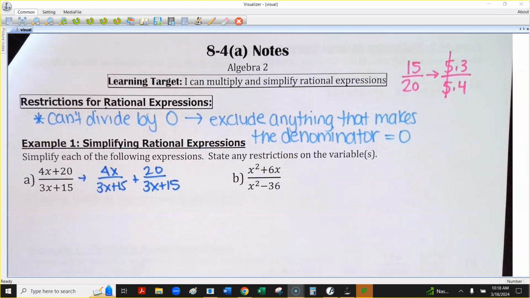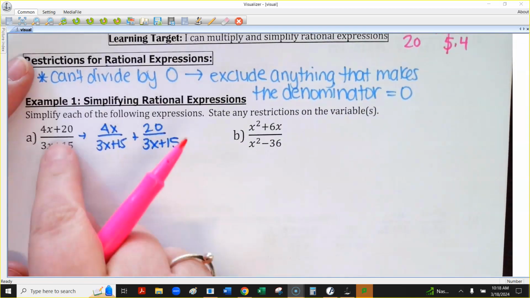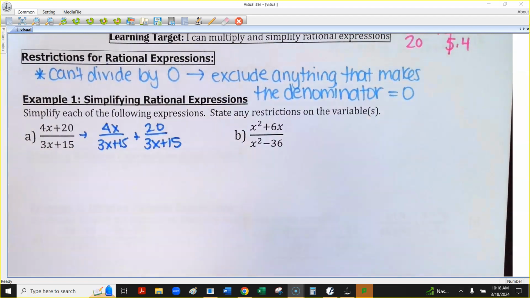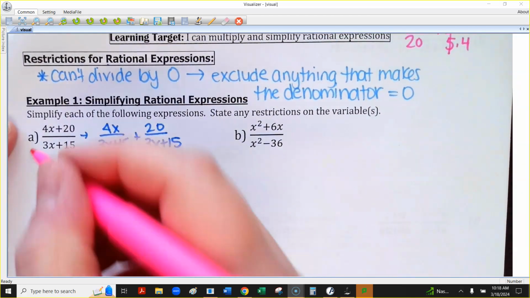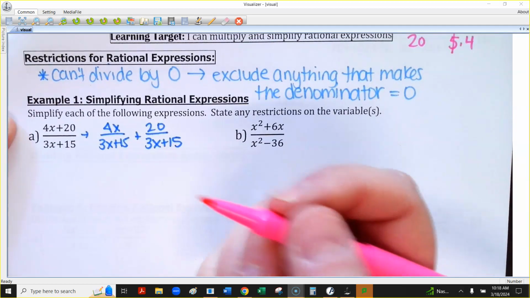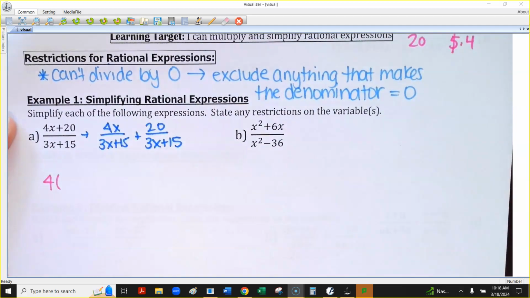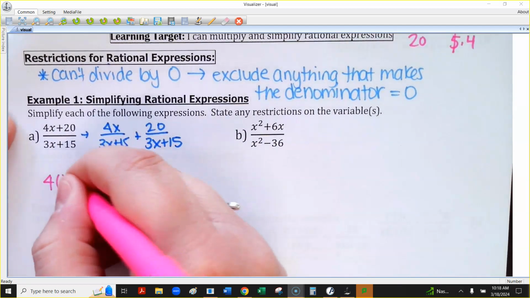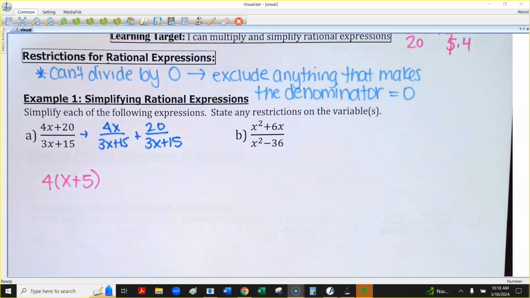Okay, so the very first problem we have here is not quadratic. It's just like 4x plus 20. So what do 4x and 20 both have in common? 4, right? What would be left if I took a 4 out of both of those terms? X and 5. So it'd be like this. So I know this is a product now, right? I have 4 times this x plus 5.